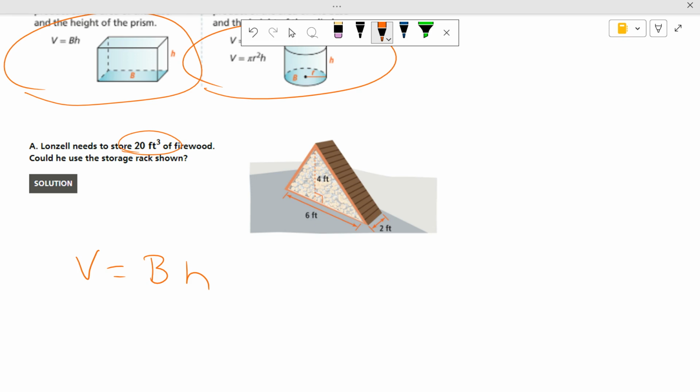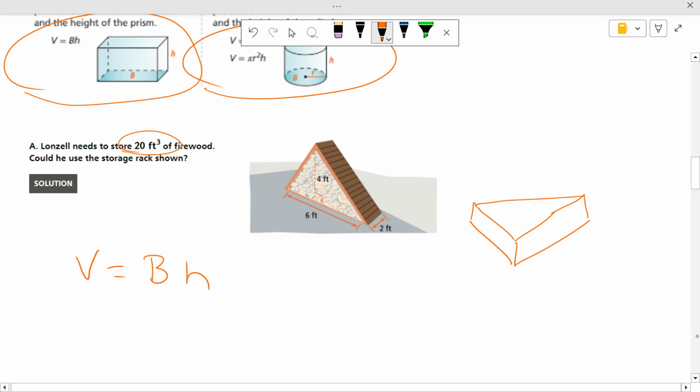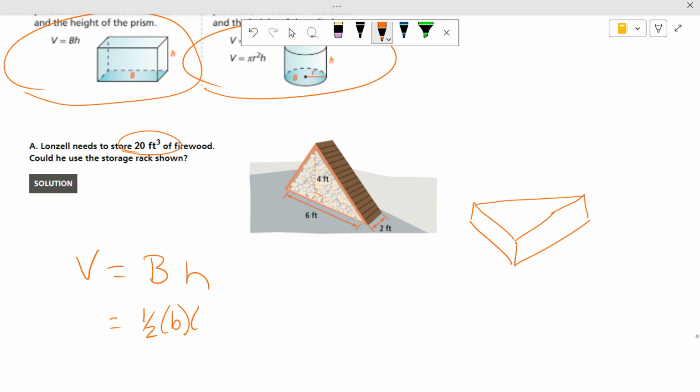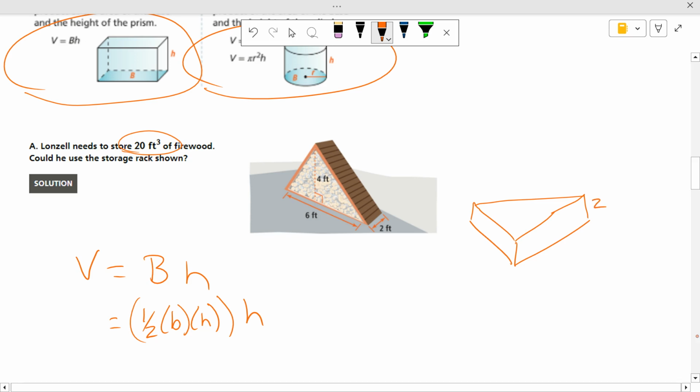So the triangle's the base. So if we laid it down, it would look like that. So you have to find the area of the base, the area of the triangle. Well, the area of a triangle is 1/2 the length of the base times the height of the base, and then it's times the height of the object, the distance in between the two bases.